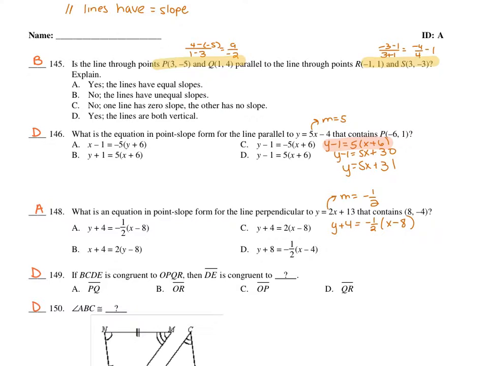46, you had to use that to find the actual equation. So I used the first line to get the slope, which was 5, and then I plugged that in with the point that they gave me. And this time it kept it in point slope, which is y minus 1 equals 5 times x plus 6, or d.